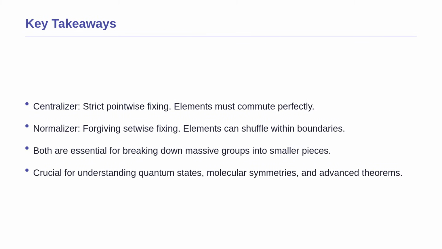To summarize, both concepts measure how elements interact with a subset. The centralizer is strict, requiring perfect point-wise commuting. The normalizer is more forgiving, allowing internal shuffling as long as the set boundaries are preserved. These are the primary tools for breaking down massive groups into understandable pieces, essential for physics, chemistry, and advanced theorems. You now have the fundamental keys to unlocking advanced group theory.